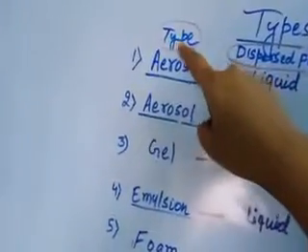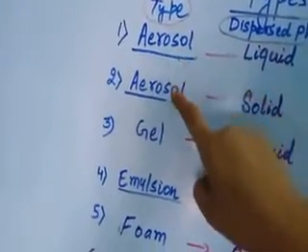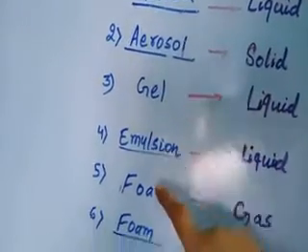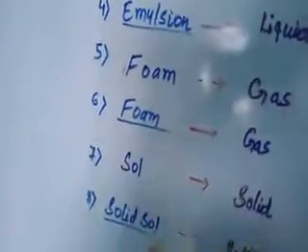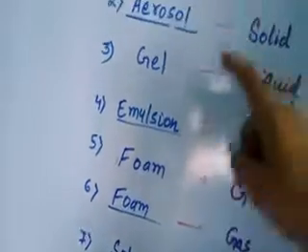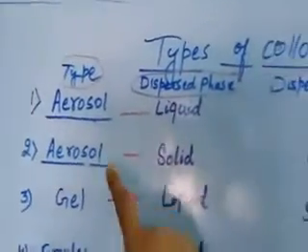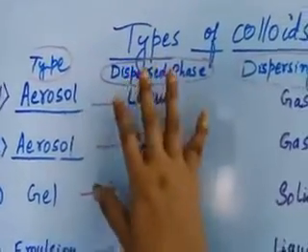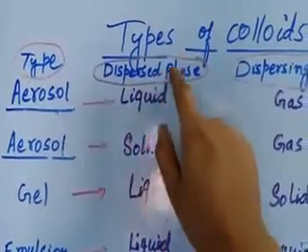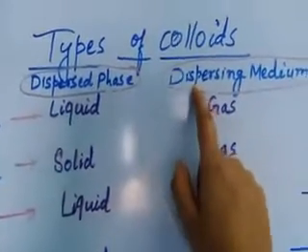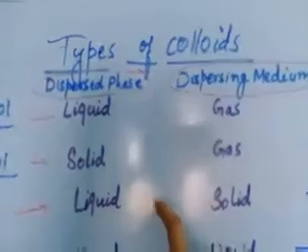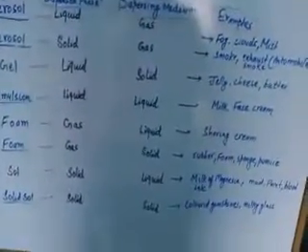So once again I'll tell you: aerosol, 2 types of aerosol, gel, emulsion, 2 types of foam, then sol, solid sol, 2 types of sol. These are all the types of colloids based on different states of dispersed phase and dispersing medium dispersed together. Okay, so we saw today the different types of colloids and their examples.